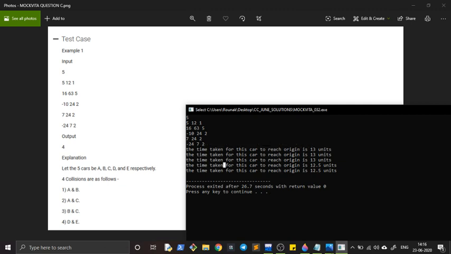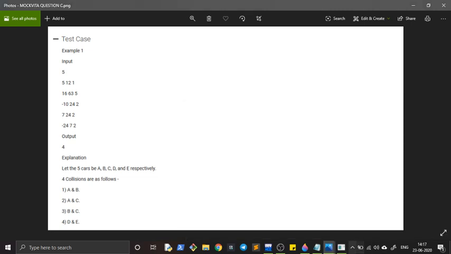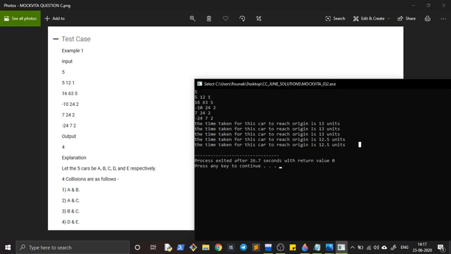So the time taken for this car to reach the origin is 13 units, and this is also 13 units, 12.5 units and 12.5 units. As you can see, we have not yet gotten the final answer, but our output matches. Here A and B collide, and they will definitely collide because A and B both have the same time. Similarly, A and C collide, and B and C collide because B and C also have the same time. Similarly, D and D collide because they have the same time.